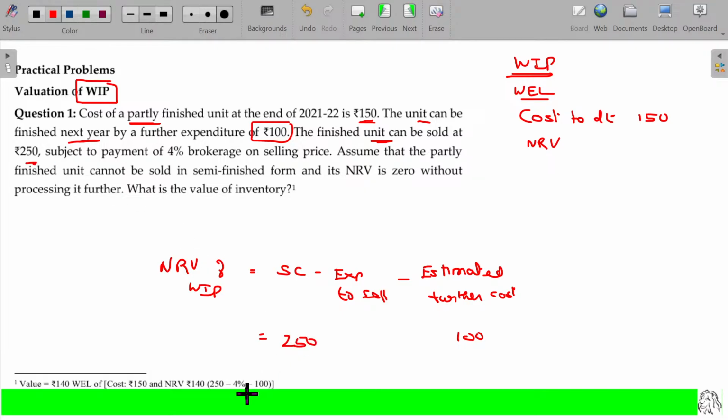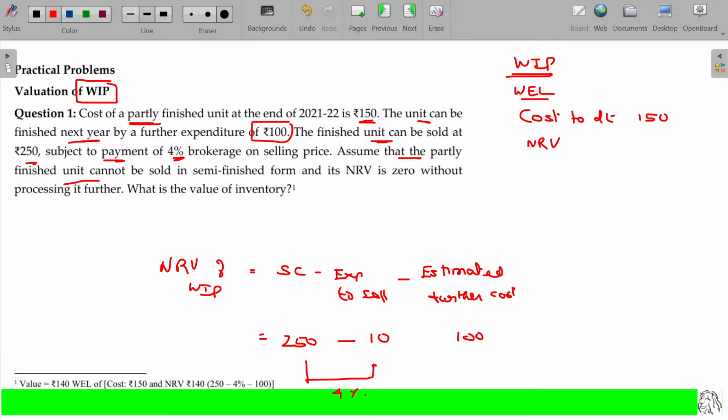Once the goods are ready, we can sell it for 250, subject to payment of 4% brokerage on the selling price. Automatically, you have to pay 4% brokerage on the sales price. With the sales price being 250, 4% on this is 10 rupees, I think. Am I right? So 10 rupees you have to spend.